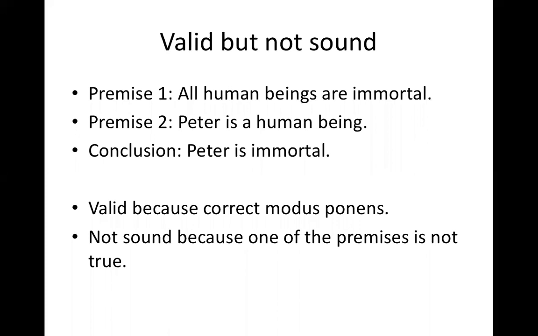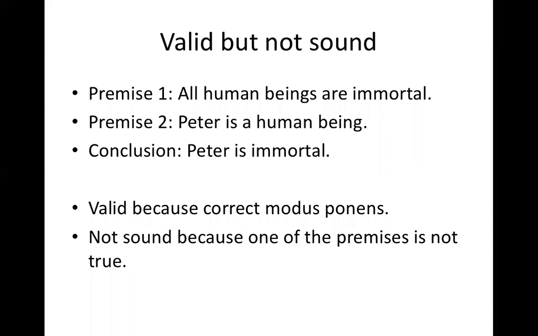Now let's look at this. An argument can be valid, but it is not sound. So we said there are only two valid arguments, the one that affirms the antecedent and the one that denies the consequent.